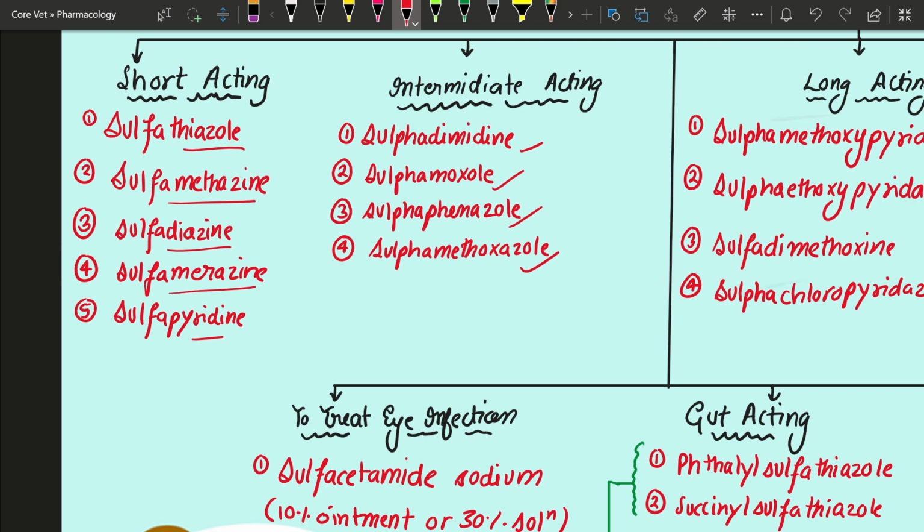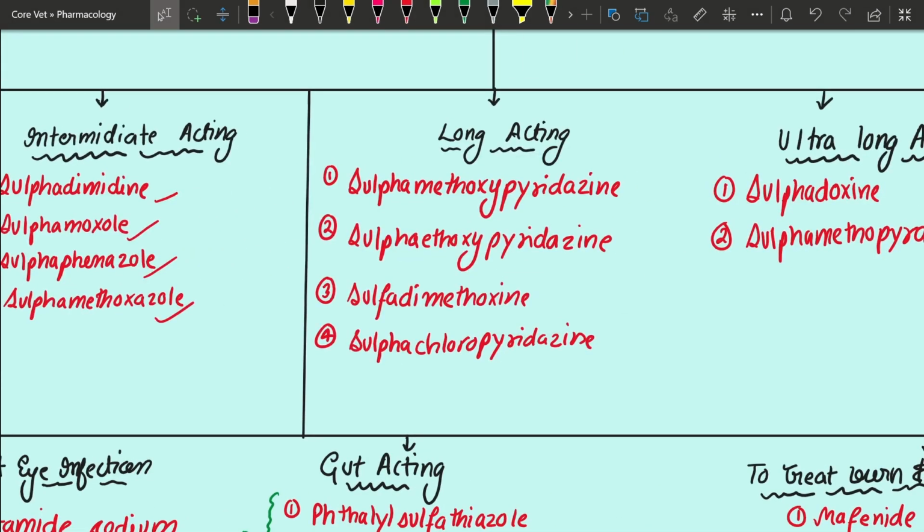If we talk about the long acting, just remember the last term as pyridazine. Then add sulfamethoxy, sulfaethoxy, and sulfachloro. So what are the examples for the long acting? It's sulfamethoxypyridazine, sulfaethoxypyridazine, sulfachloropyridazine, and one more example, sulfadimethoxine.